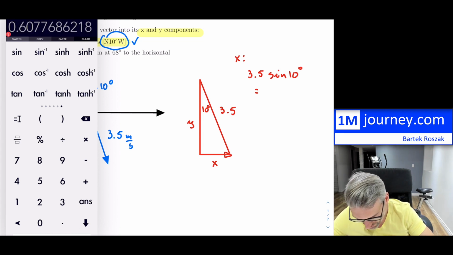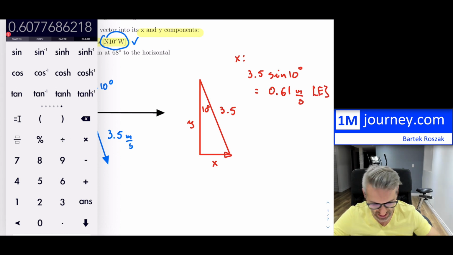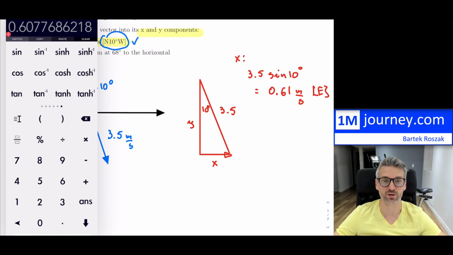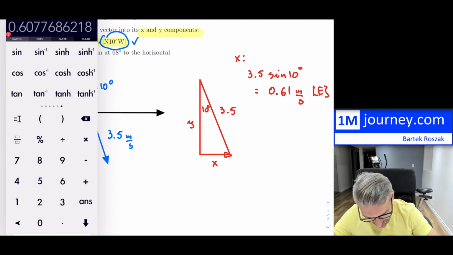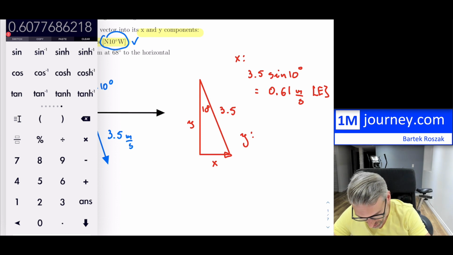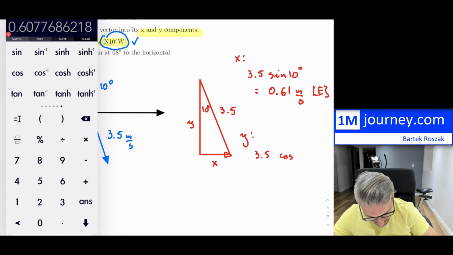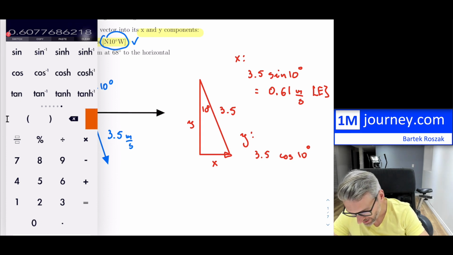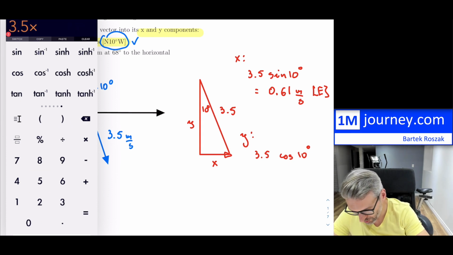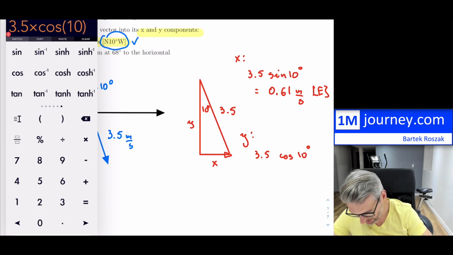It's a rather small one. It says to round to the same number of significant figures, so it's going to be 0.61 meters per second, and this would be on the east side, if it's the x component. So that's the velocity x component. Now the y component is related to the adjacent side of the angle. So this is going to be 3.5 multiplied by cos of 10 degrees.